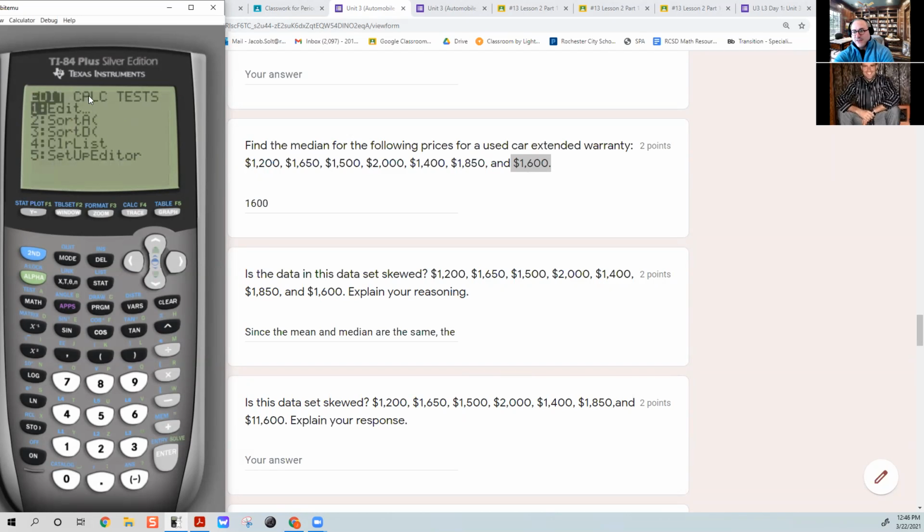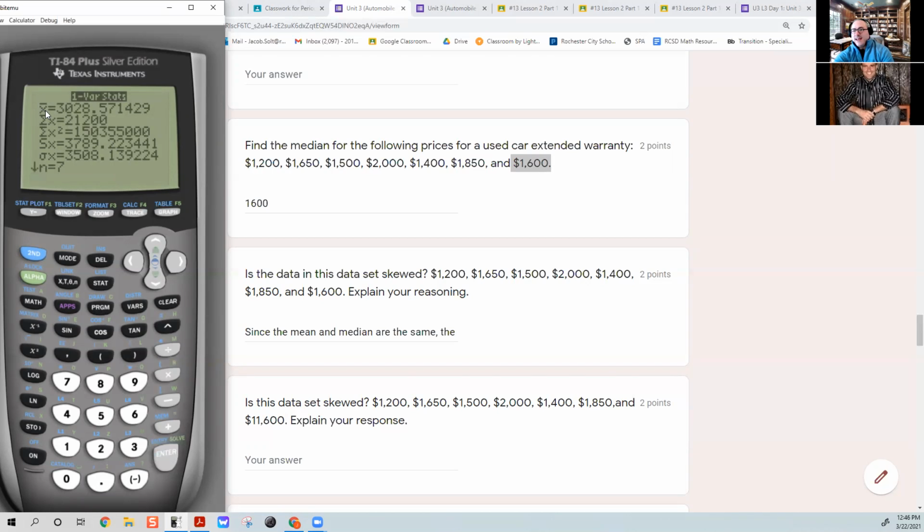I want to go over to the calc menu here. Press the right button, move over to calc, and I want one var stat. That's one variable statistics. I'm going to press enter like 3 times. I see that my list is list 1. That's where my data is. 1, 2, 3, and there it is.